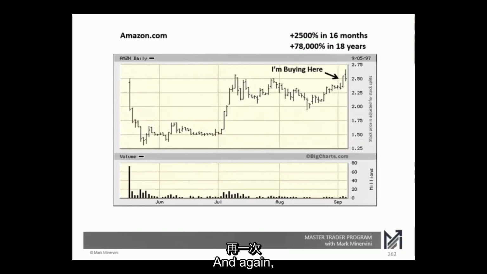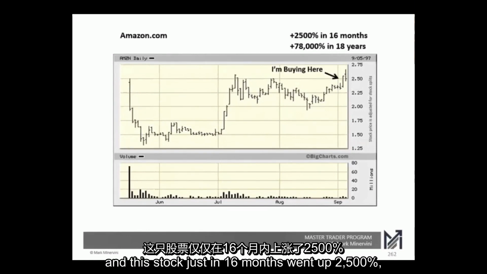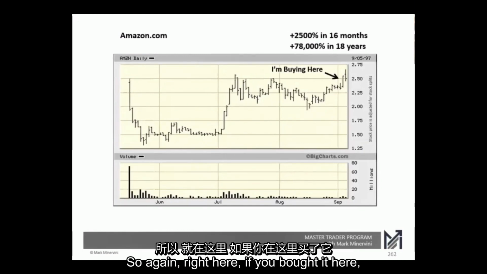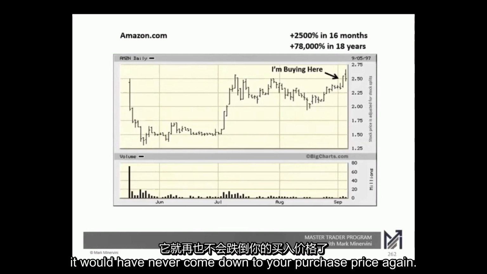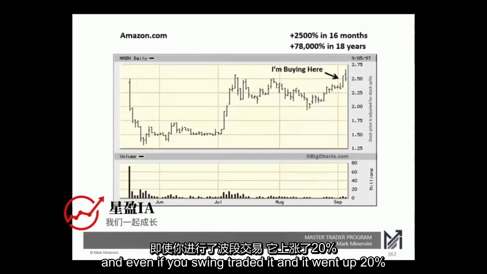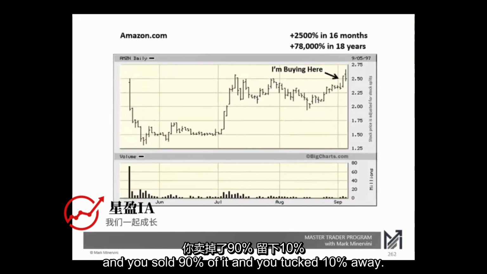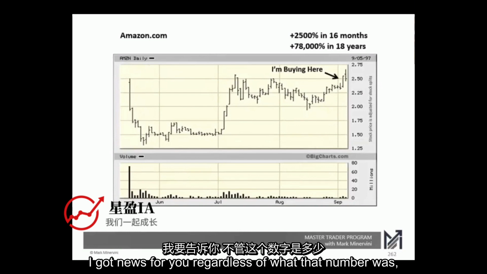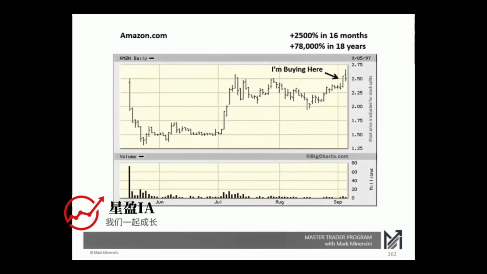And again, the stocks were breaking out. The stocks had that intelligence. And this stock just in 16 months went up 2,500%, and then almost 80,000% in the next 2 decades. So again, right here, if you bought it here, it would have never come down to your purchase price again. And let's say you bought this stock, and even if you swing traded it and it went up 20% and you sold 90% of it and you tucked 10% away, I got news for you. Regardless of what that number was, it'd be worth a heck of a lot of money right now.